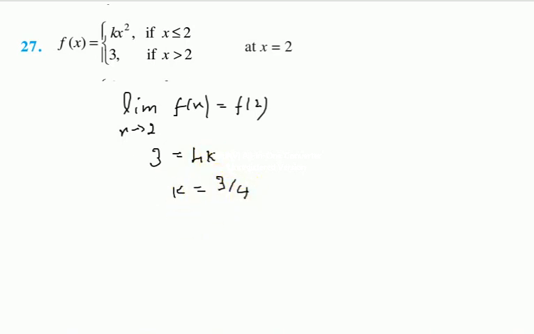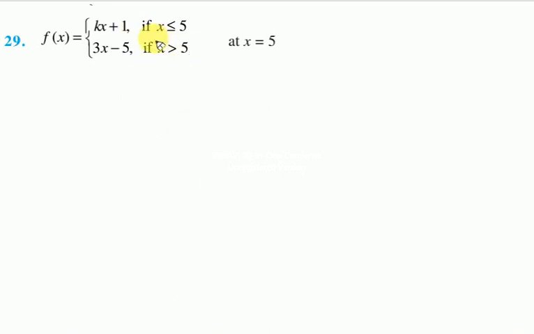Very easy problems. You can do this problem also, that is, limit of f of x as x tends to 5 equals f of 5. As x tends to 5, this value will be 5 into 3, 15 minus 5, 10, which is equal to the value at 5, which is equal to 5k plus 1. Therefore k equals 9 divided by 5.